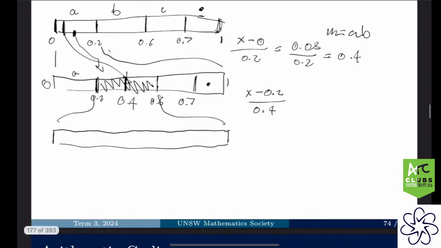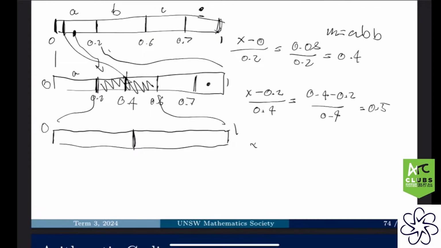And so what we're going to find is that our message is going to go from 0.4 minus 0.2, 0.4 is 0.5, so it's right in the middle. It's going to add another B. We can do the exact same step again. This was 0.2 because it's in the B subinterval, so it's x minus 0.2 on 0.4, going to 0.5 minus 0.2 on 0.4, which is 0.3 on 0.4, which is equal to 0.75.